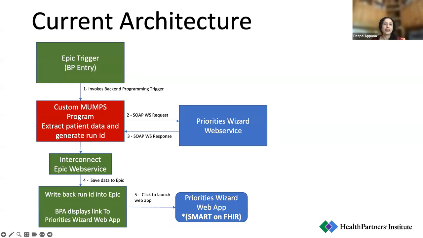Yeah, so I kind of talked about this, but basically the way our system works is the trigger is BP entry. There, in the red box, we have our custom MUMPS program that extracts the data and sends it to our web service. It's a SOAP request. The web service says, yes, this patient qualifies, and it generates some recommendations. And then there's a pop-up BPA for the nurse, with a link to the priority wizard. When the nurse clicks that, the wizard prints out, and then the nurse gives it to the patient and puts one on the door.